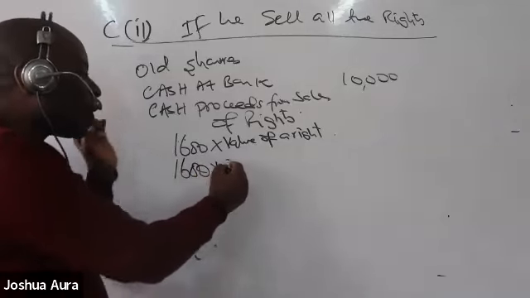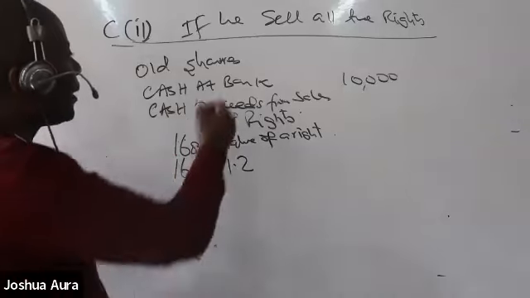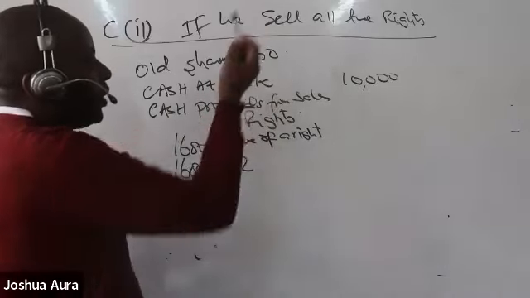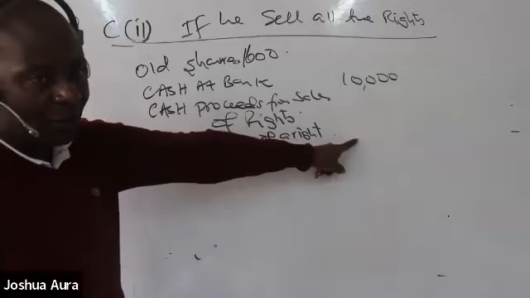Do you remember value of right which calculated in part 1, which was 1.2? So just you take 1,600, the same case here with 1,600. If you want to master this thing, 1,600, 1,600. So 1,600 times 1.2 gives me how much? Somebody give me this figure.